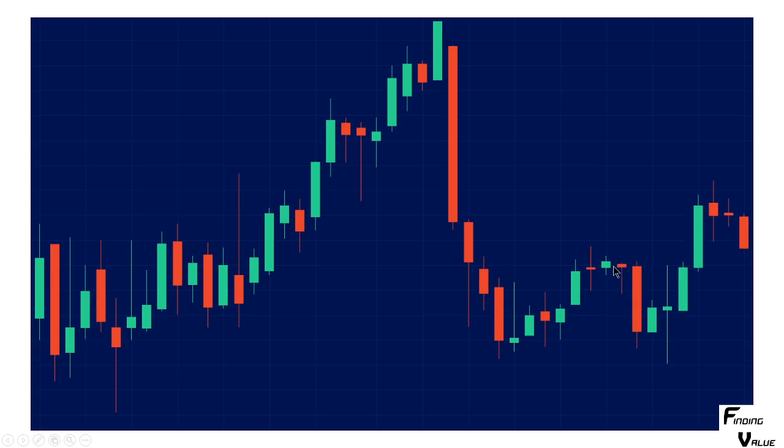Contraction days are these small little candlesticks that look like this, where the opening and closing price is very close to each other. It doesn't matter if it's an up or down day. I'm just looking for those contraction points. This is a turning point. This is a turning point. These small contraction days are turning points.